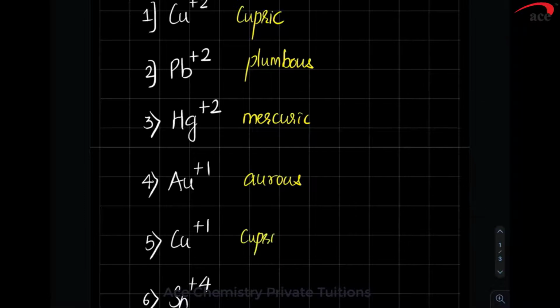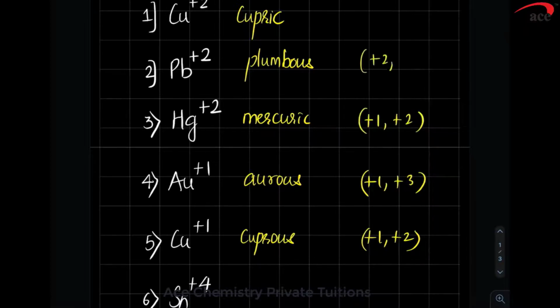For copper, cuprous, because copper has 2 valencies, +1, +2. Gold has +1, +3. Mercury has +1, +2. Plumbous has +2, +4. And copper has +1, +2. For tin, it is what? Correct, it is stannic, because tin has +2 and +4, and the higher one is called ic.